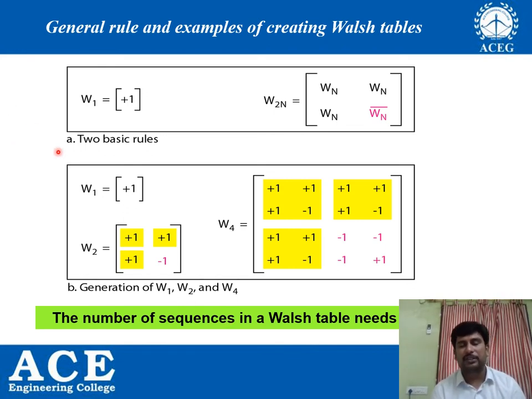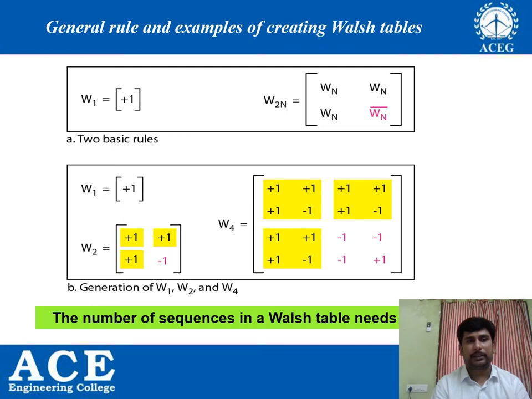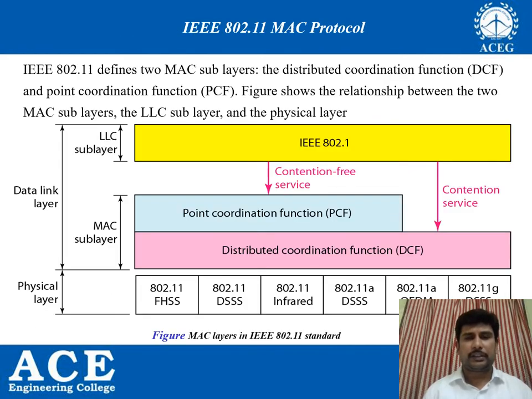So with this, we discussed three different types of channelization protocols called time division multiple access, frequency division multiple access, and code division multiple access. The next topic which we are going to discuss is the IEEE 802.11 MAC protocol and its frame format. Well, the next topic which we would like to discuss is the IEEE 802.11 MAC protocol.